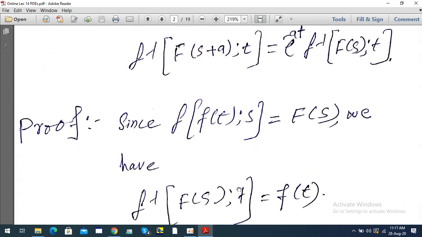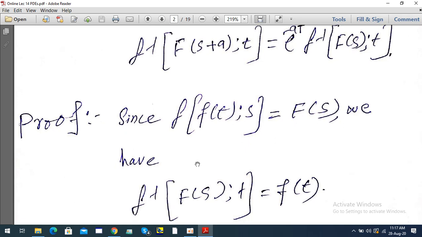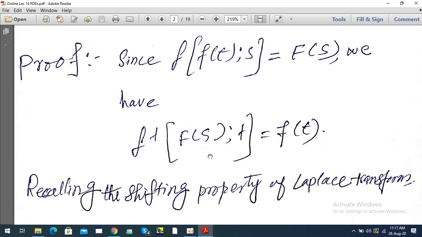Now we are going to prove this theorem, this statement. Since the Laplace of f of t is F of s, we have Laplace inverse of F of s equal to f of t. This is quite clear. We already said that the Laplace of f of t is F of s, then the reverse will be the original function. Laplace inverse of this will be f of t.